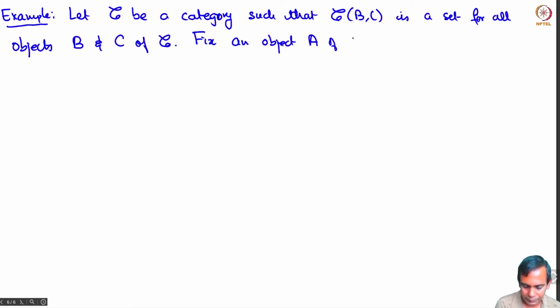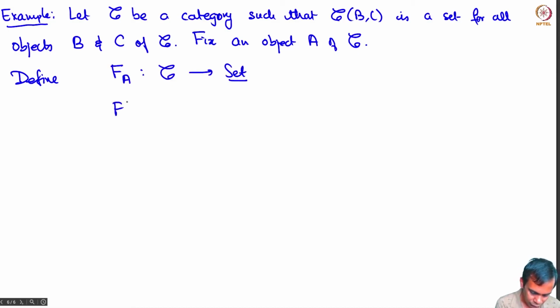Now fix an object A of C. Now with respect to this fixed object A, I will define two functors from C to sets. So the first functor I'll denote by F subscript A, it's from C to sets, and the second functor is F superscript A. It is also from C to sets, but it's a contravariant functor, so I'll call it a functor from C to the opposite category of sets. As follows.